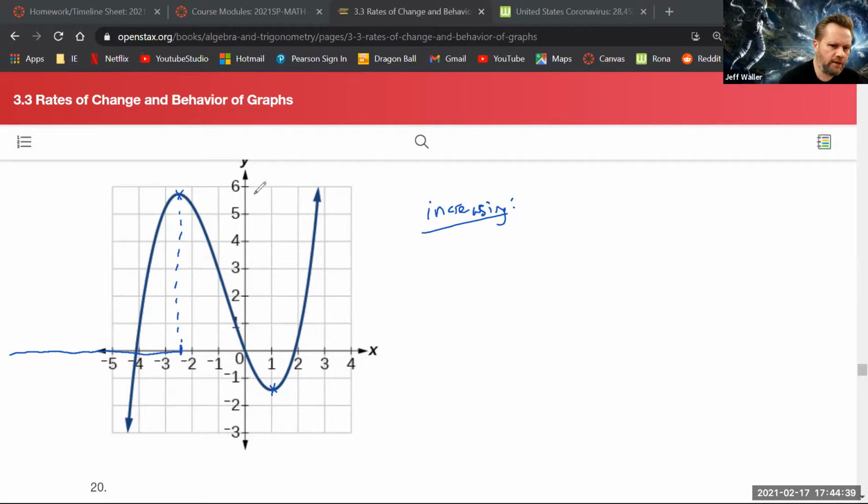But you guys are looking at these y values. No, the intervals where it is increasing are the x values. Where is this function increasing? From negative infinity up to about negative 2.5, it looks like. Is that cool?